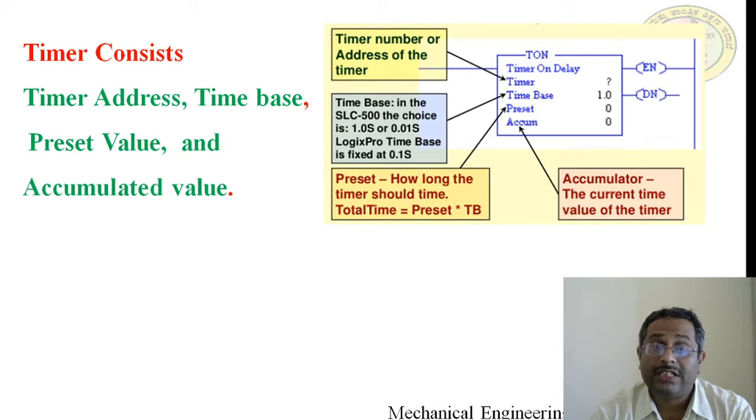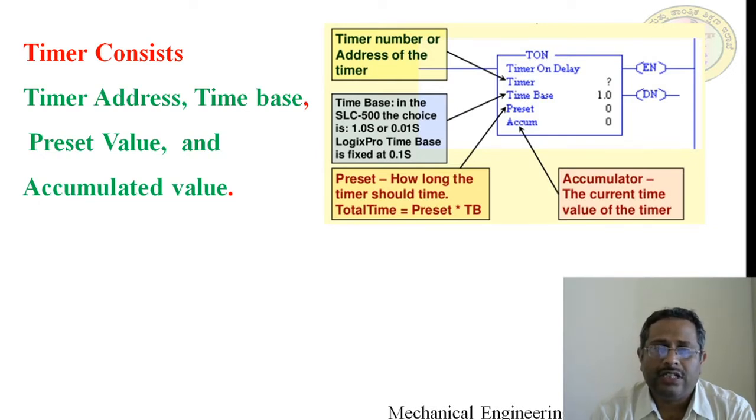First, the timer address. It is a number that gives the address of the timer, where it is located. The time base gives the interval on which it is based, whether seconds, milliseconds or microseconds. The preset value gives how long the timer should time; it is a set time, and after this preset time the action will take place, whether an on action or off action. The accumulated value gives the current time value of the timer. In detail we will discuss later.